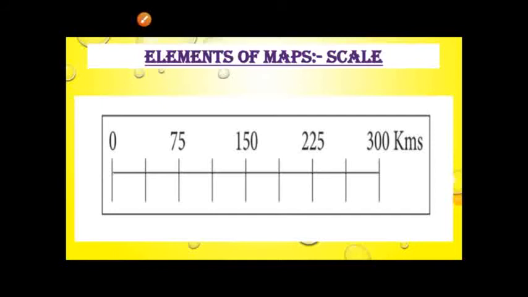Scale. The scale of a map is the ratio between the distance on the map between 2 points and the actual distance between the two places on the ground. For example, the scale can be represented as 1 centimeter equal to 10 kilometers. It means 1 centimeter on the map is equal to 10 kilometers on the ground. It helps to find the distance on the map between 2 points.